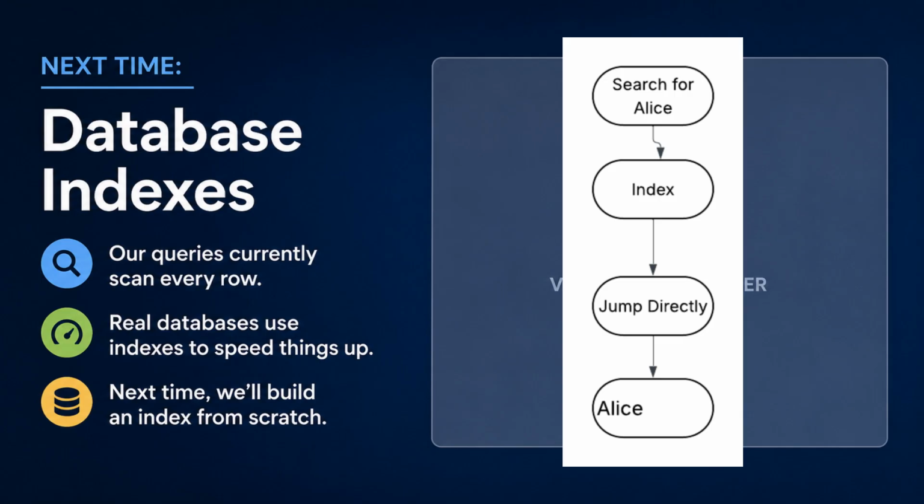Real databases solve this problem using something called an index. An index is a specialized data structure that helps the database find records much faster without scanning the entire table. It's similar to the index at the back of a book. Instead of reading every page looking for a topic, you jump directly to the pages you need.